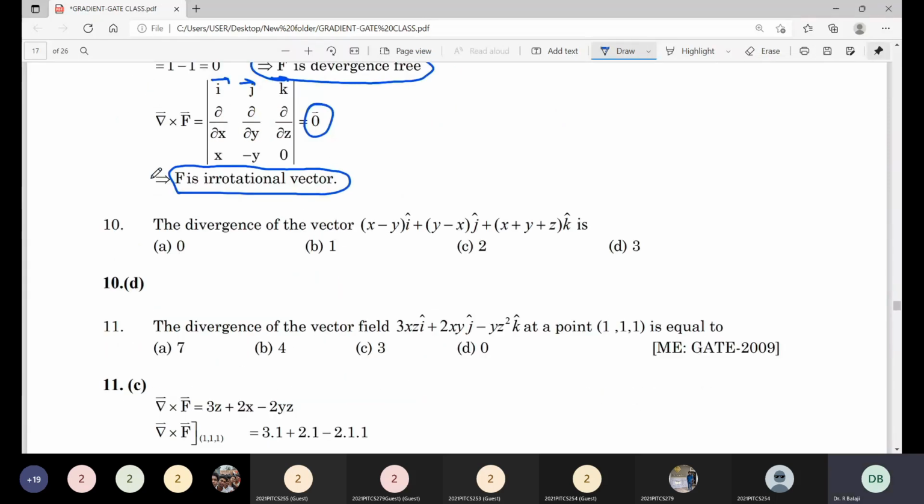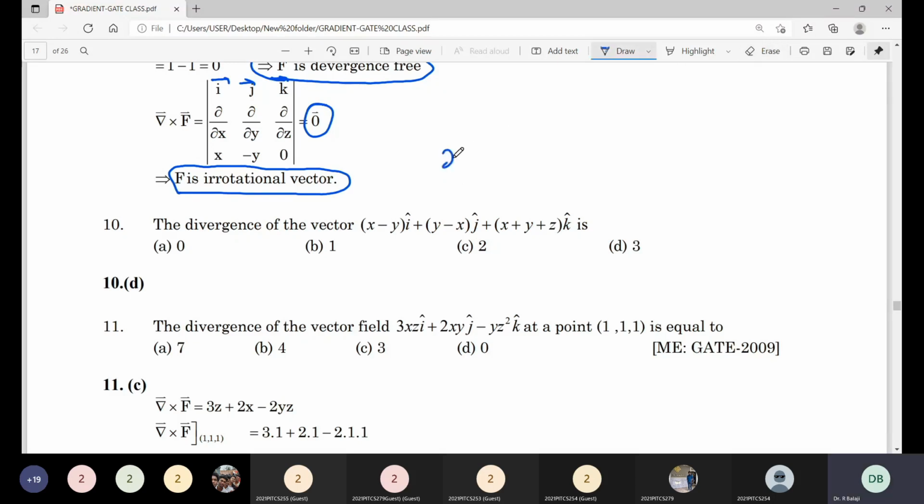the divergence of the vector x minus y into i vector, y minus x into j vector, plus x plus y plus z into k vector. Now, del dot F is equal to, we will call it F. Or otherwise, straight away we can write.